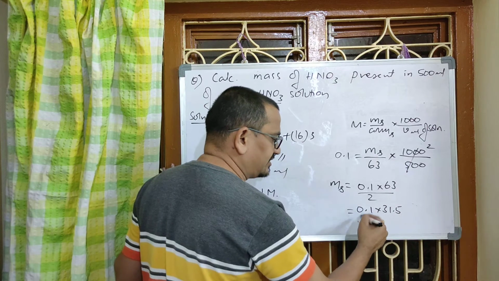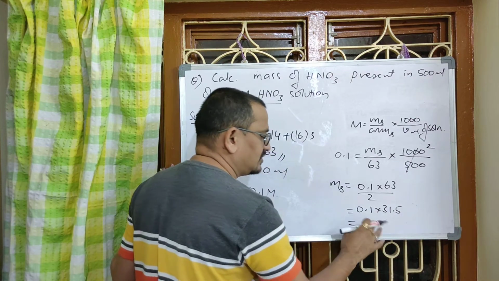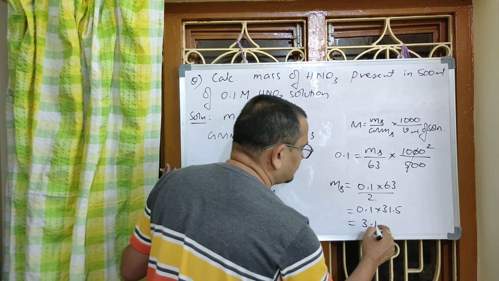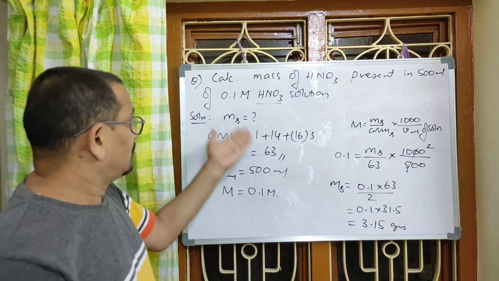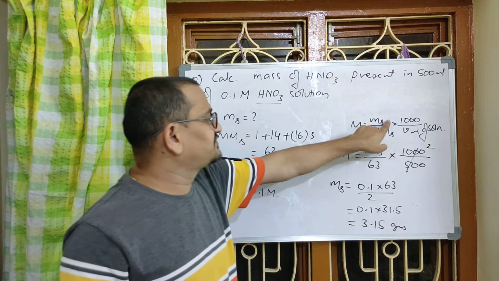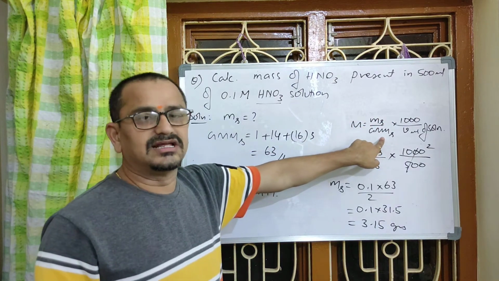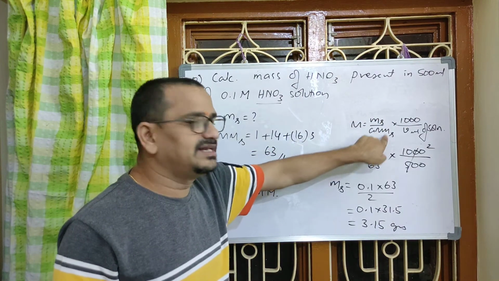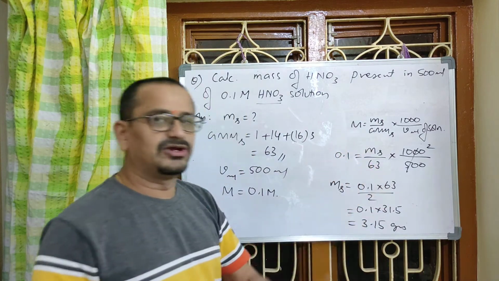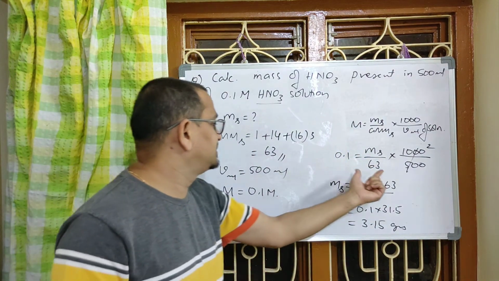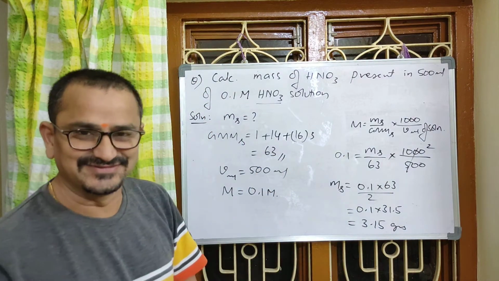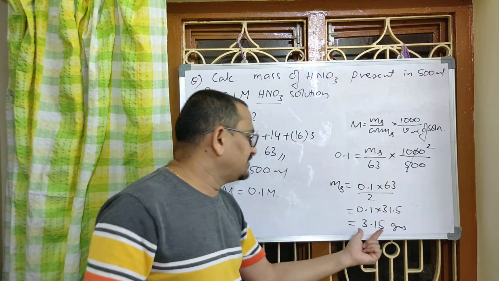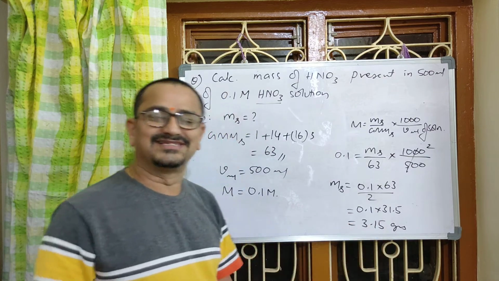So 31.5 by 10. What is the value? You are very good at mathematics. 3.15 grams. We have to express mass in grams because we are using number of moles: mass of solute in grams over gram molecular mass of solute in grams. Both should be in same unit. So 3.15 grams, because we already expressed this in grams, 63 grams per mole of nitric acid. Okay. So mass of solute is 3.15 grams.